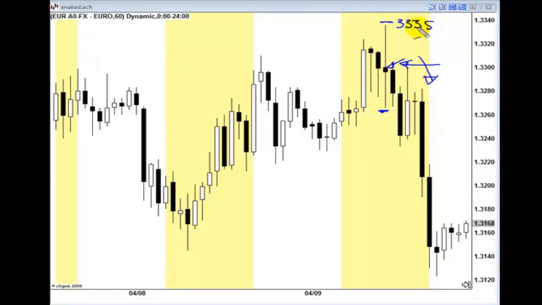33.35. And remember, if we're selling and we want to put the stop above the high of the candle, we need to add the spread, which might be 2 pips in this case, and we need to add a little bit of a safety buffer, and I would say normally 2 to 5 pips. So we add that on top of the 33.35, and that's where the stop loss goes, and so on and so on, and we see the price move down.